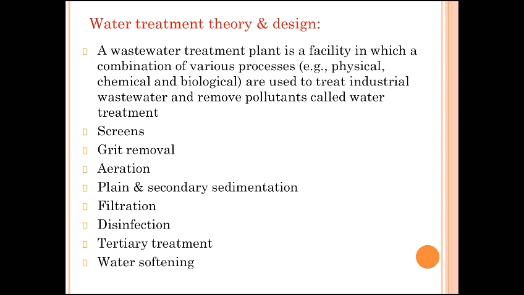The wastewater treatment plant is the facility in which a combination of various processes, like physical, chemical, and biological, take place and are used to treat industrial wastewater and remove the pollutants. This is called treatment. It means the industrial wastewater goes to treatment, where all the pollutants, ingredients, or different materials which are harmful to us are removed, and then this water is allowed to be used. This is called the treatment of water.